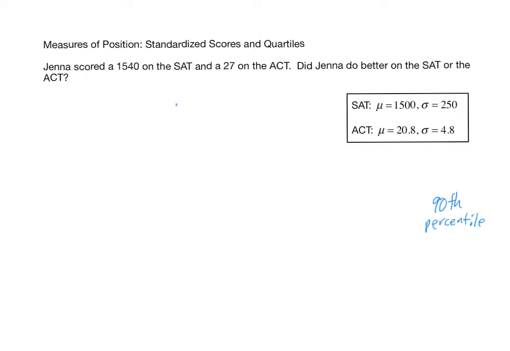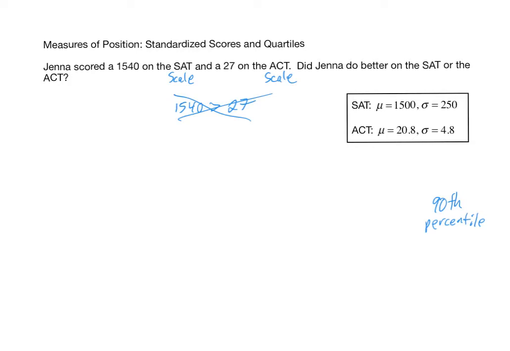Do you think it's fair to simply say 1,540 is greater than 27, so that means she did better on the SAT? Certainly not. They're on totally different scales. The SAT has a specific scale and the ACT has a specific scale, but they're not the same. Just because that one number for the SAT is bigger than the number for the ACT, that doesn't mean that she did better on the SAT. So how do we figure out if she did better on the SAT or the ACT? Well, we need some information about those exams.